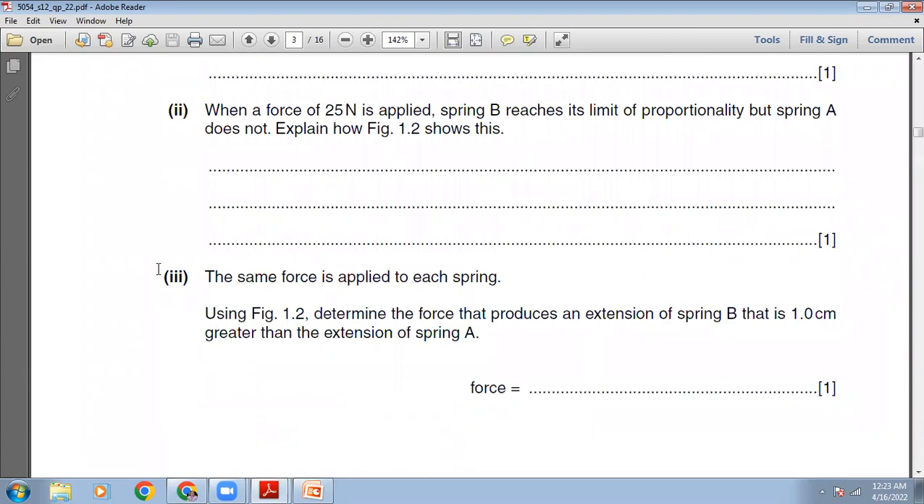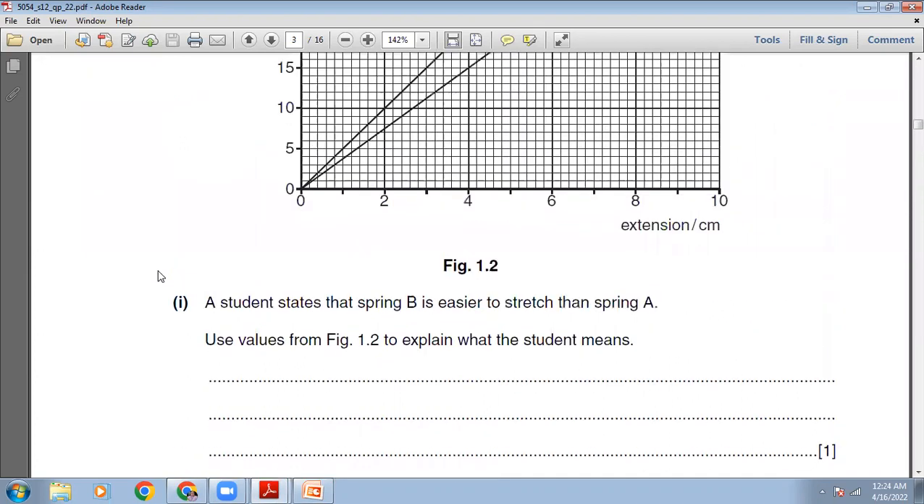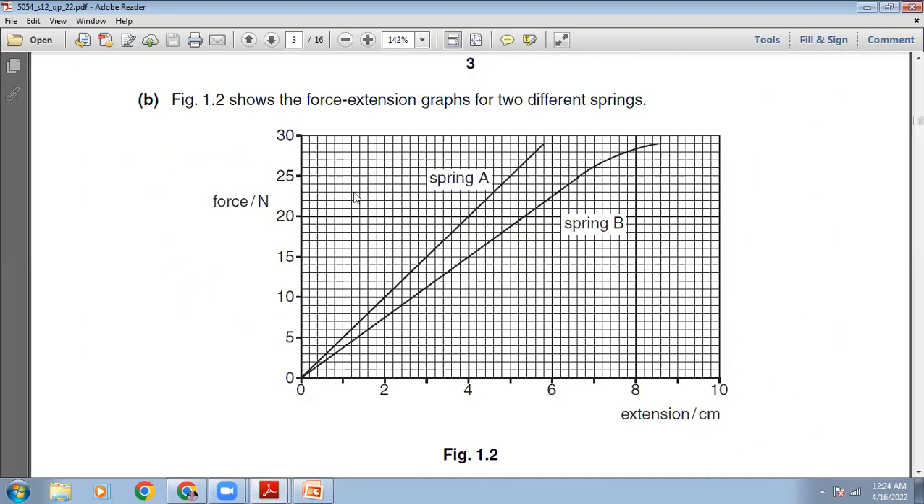When a force of 25 Newton is applied, spring B reaches its limit of proportionality, but spring A does not. Explain how figure 1.2 shows this. If you go to this graph, at 25 Newton, spring A's extension-load graph is still a straight line. The gradient is still constant. The force and the extension are still directly proportional to each other.